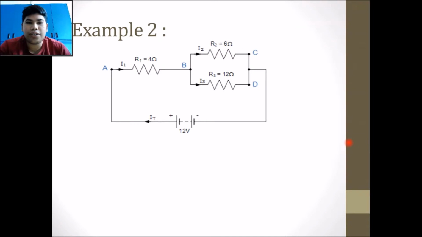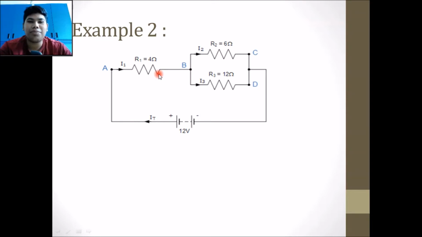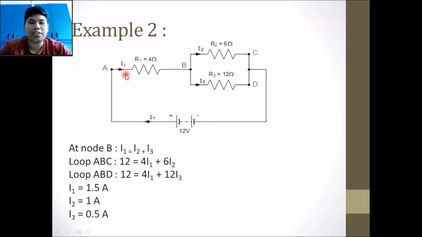So for the next example, we will explain the question for example 2. First, at node B, I'm sorry for the mistake. At node B, where the I1 is into the node, the I2 and I3 are out from the node. So we will get the equation I1 equal to I2 plus I3.